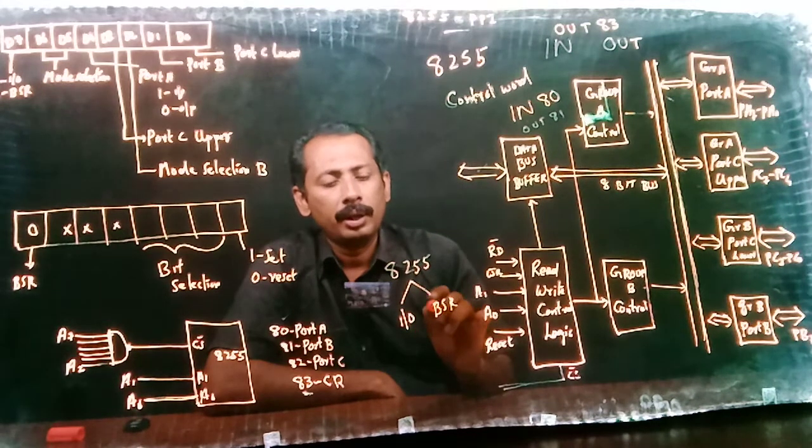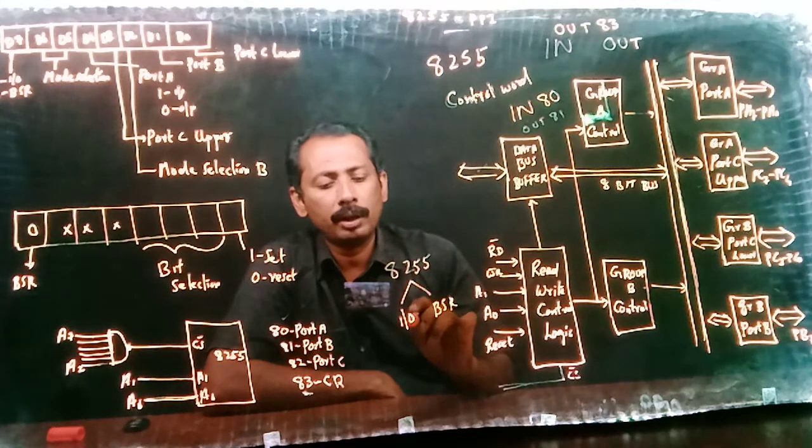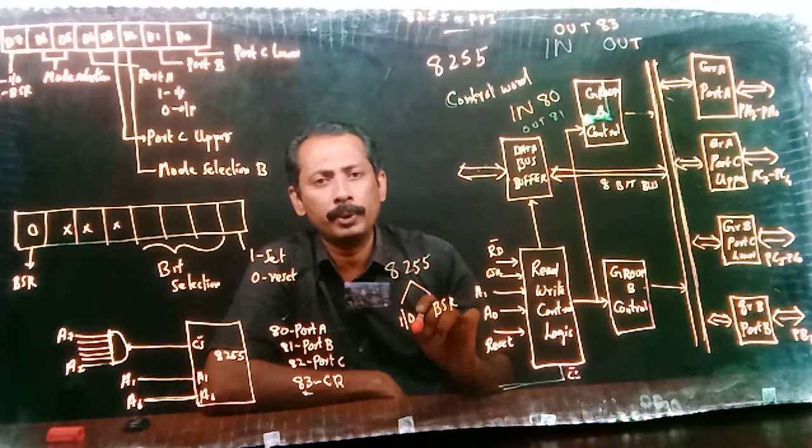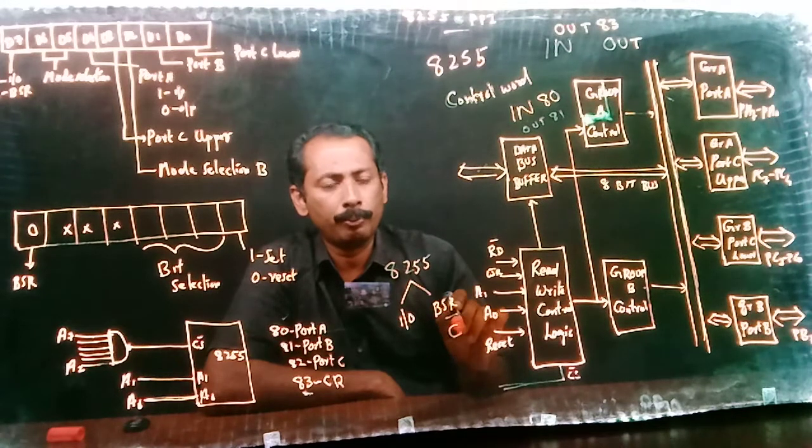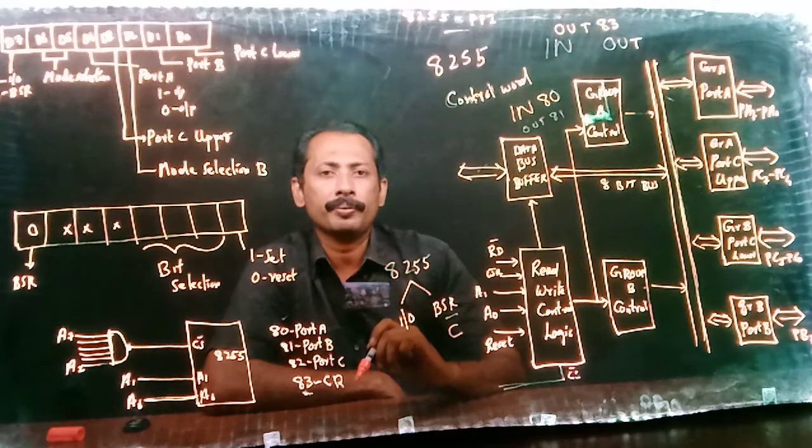So 8255 has two modes: IO mode and BSR mode. IO mode means port A, port B and port C can be used. In BSR mode only port C can be used.